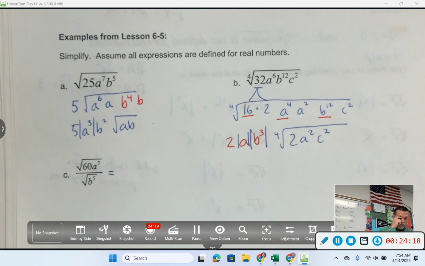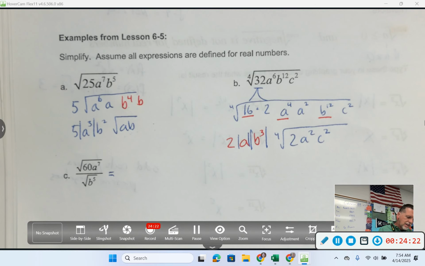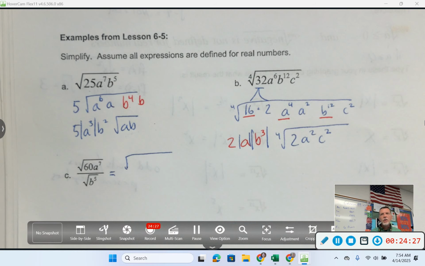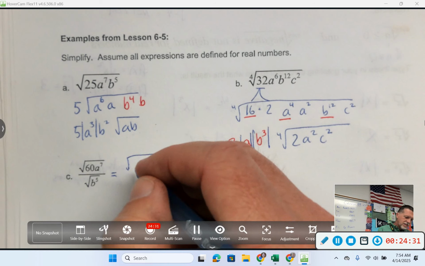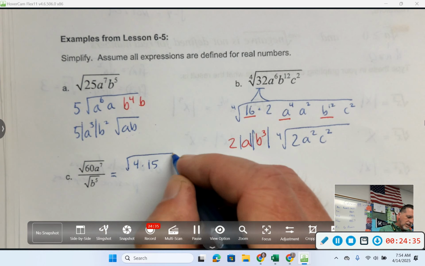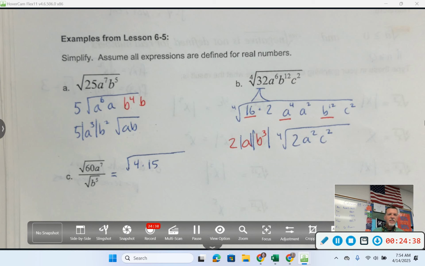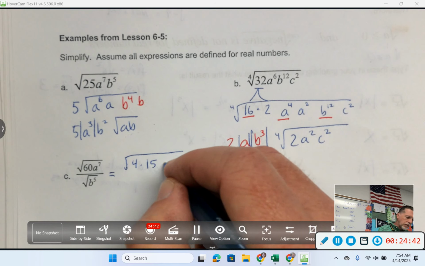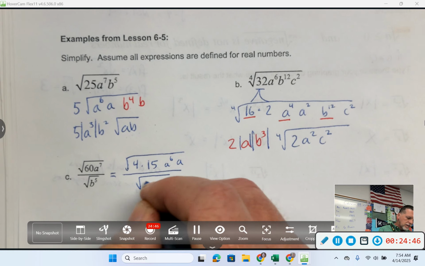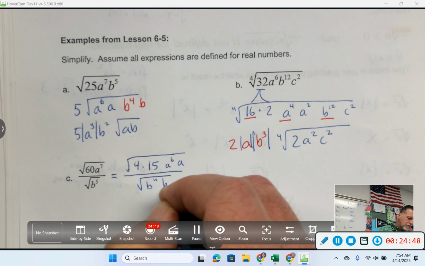All right, last one. Let's see, square root of 60. Not a nice answer. So how could I split that up to have a nice answer? 15 and 4, or 4 and 15. A to the 7th. 6 and 1. Because I'm looking for something that will divide by 2. And then in the bottom, 4 and 1.